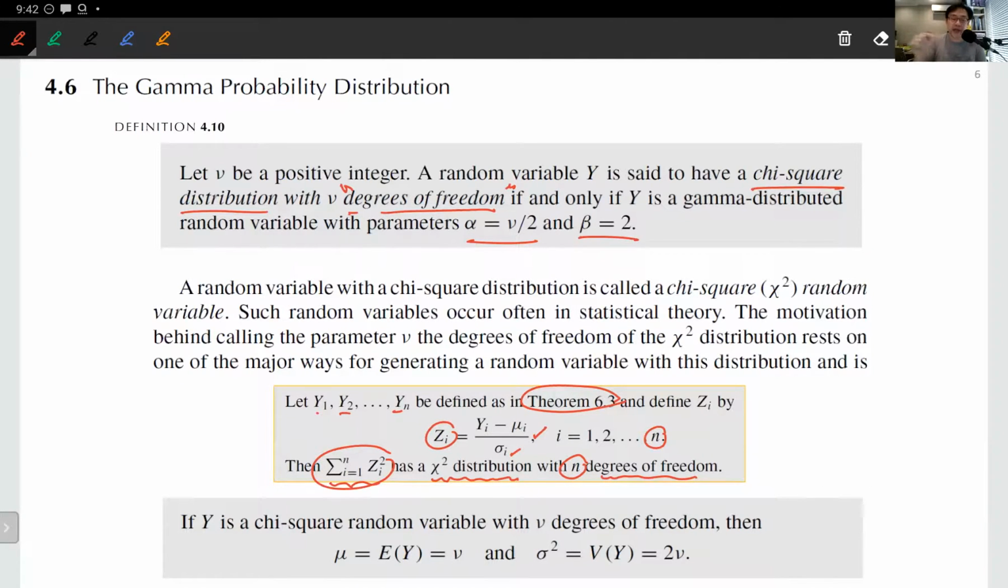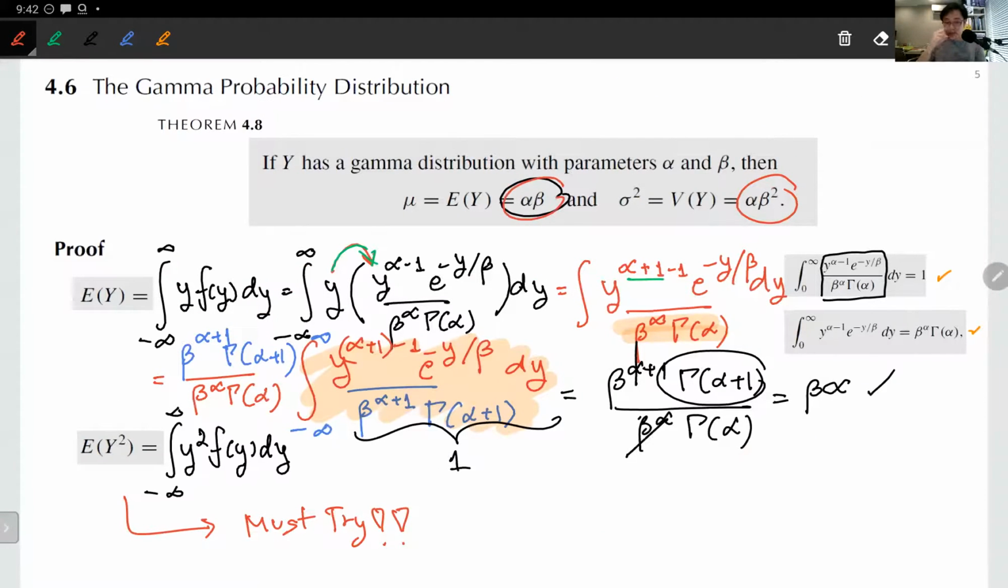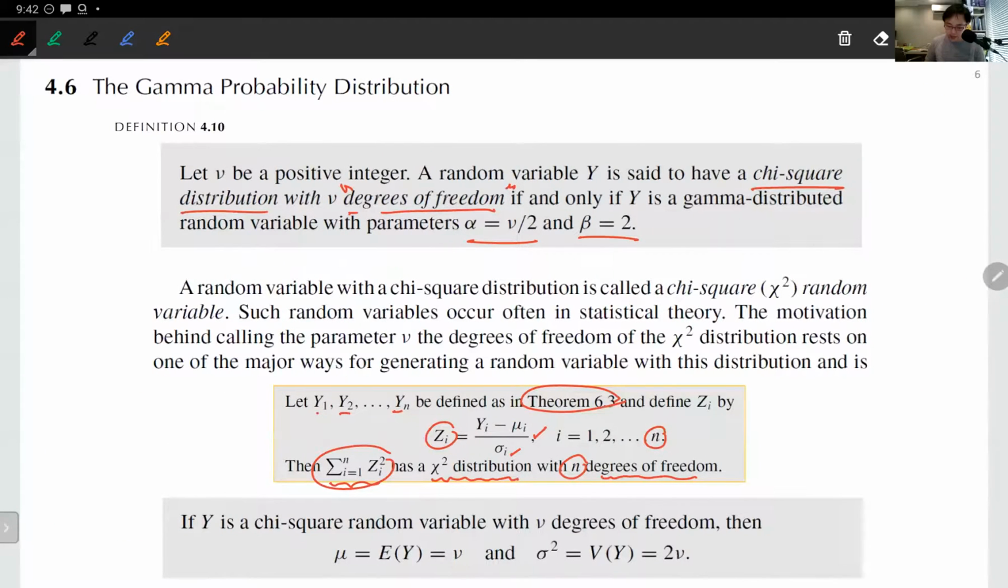But just for the purpose of today's lecture, the chi-square is a gamma distribution when beta is equal to 2 and alpha is half of the degree of freedom. Okay, very good. And just by using the result that we already learned, the mean is alpha beta, the variance is alpha beta squared. So you can figure out that the mean is just the degree of freedom by itself. Alpha beta is already simple. It's just nu over 2 times 2. So that's a nu right there.